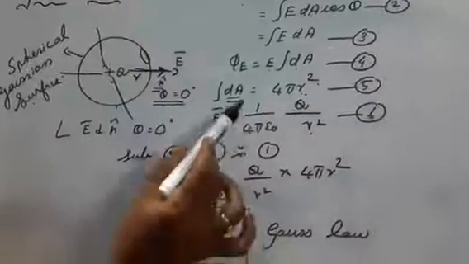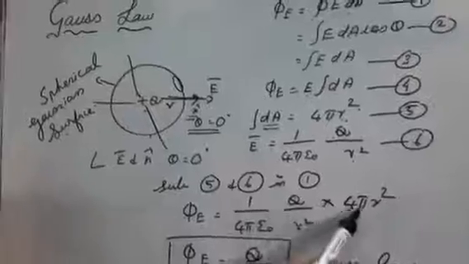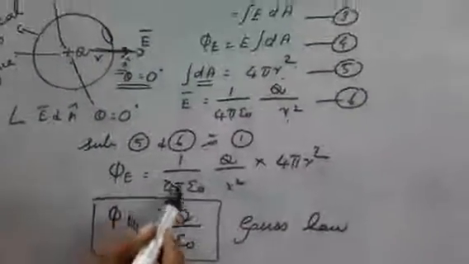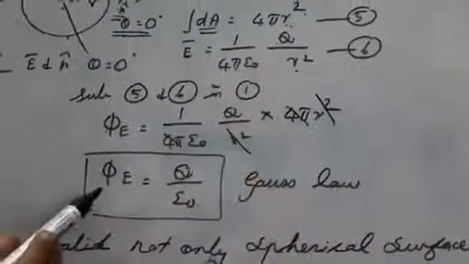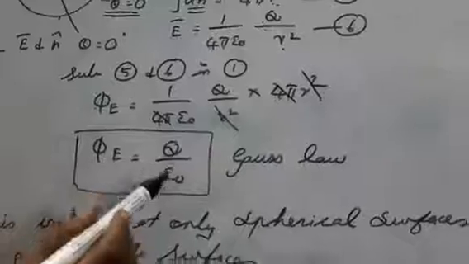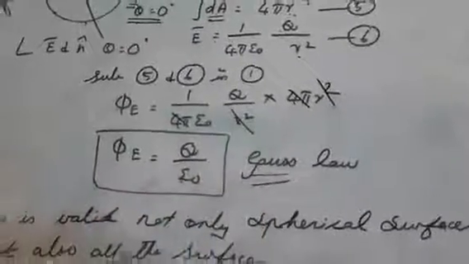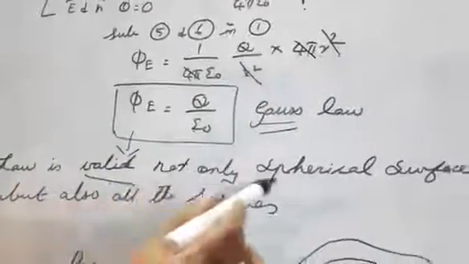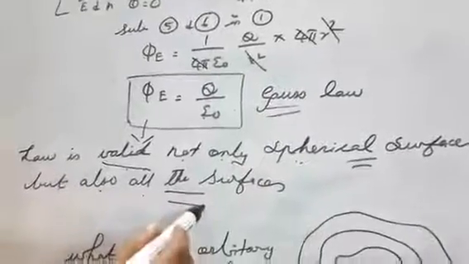Therefore, phi is equal to 1 by 4 pi epsilon naught times q by r square times 4 pi r square. Here 4 pi is cancelled and r square is cancelled, so we get phi equal to q by epsilon naught. This is known as the Gauss law. This Gauss law is valid not only for the spherical surface but also for all surfaces.